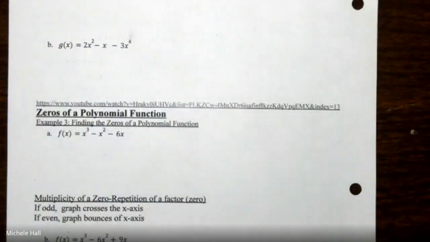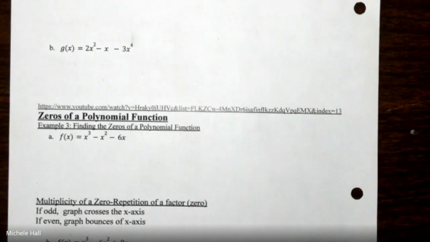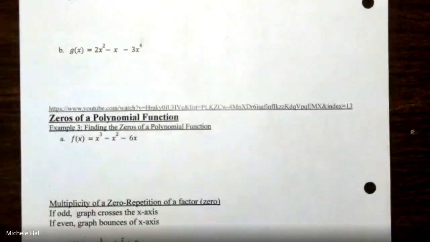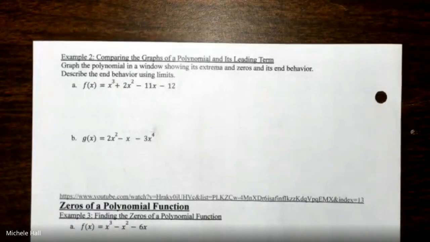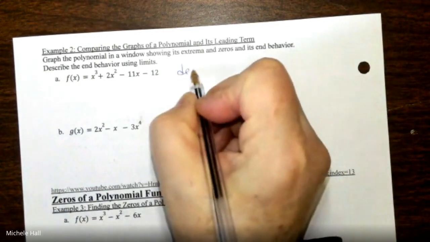It says graph the polynomial. I'm not graphing the polynomial. We don't need to graph it. Why do we need to graph it if we have all this information? And so we want to look at its end behavior. So the first thing I look at is what is the degree of this function? Emily, what's the degree of this function? 3. You look for the highest exponent. So I know it has a degree 3.